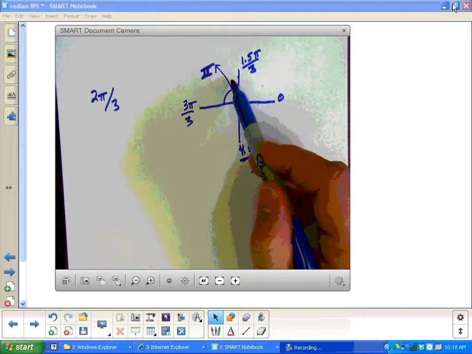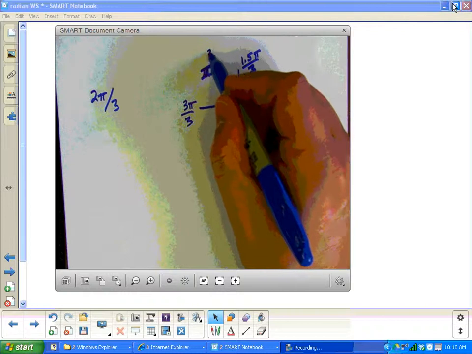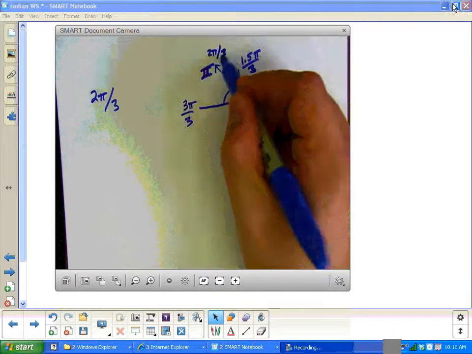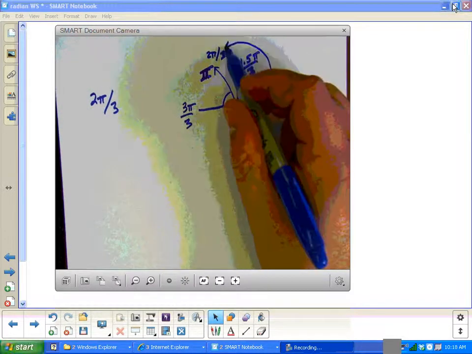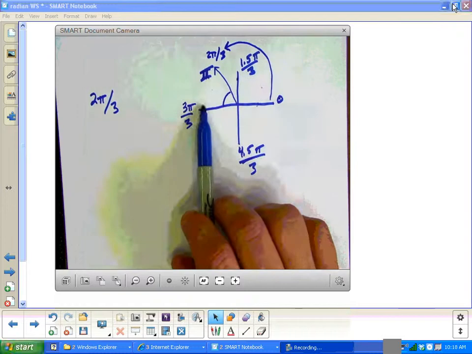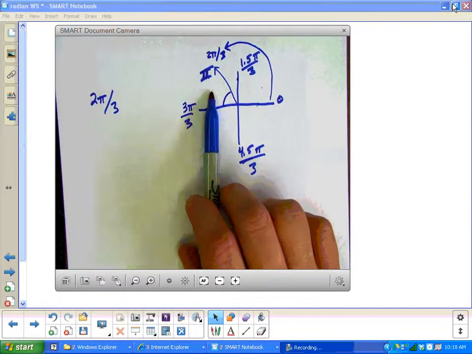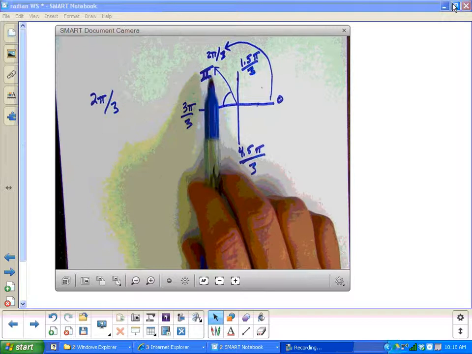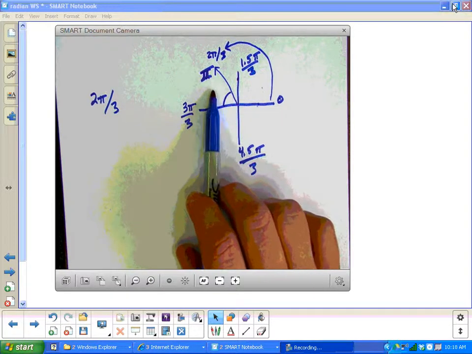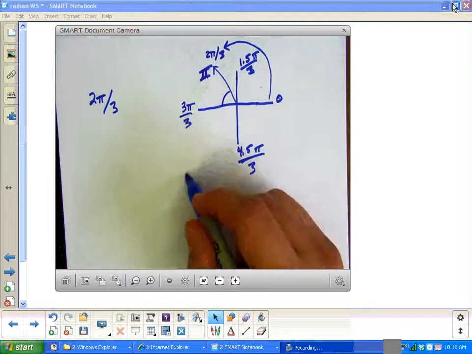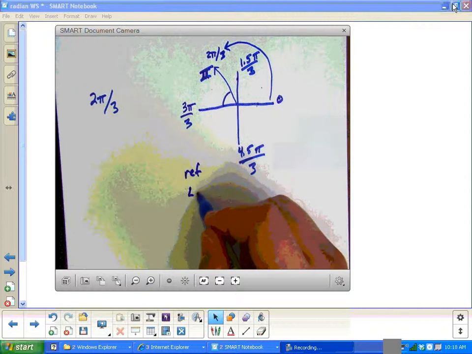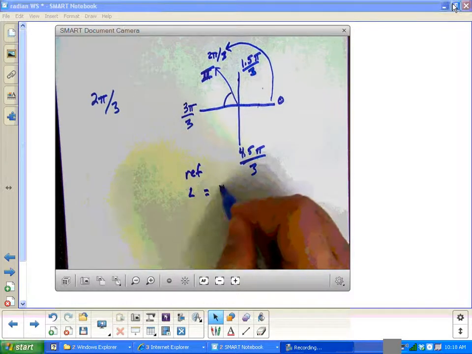Now think about it. We're saying that the angle is 2 pi over 3. So from here around to here is 2 pi over 3. If I go all the way around to the 180, it's 3 pi over 3. So what would the reference angle have to be? To get from 2 pi over 3 to 3 pi over 3, it would just be pi over 3. So your reference angle would just be pi over 3.